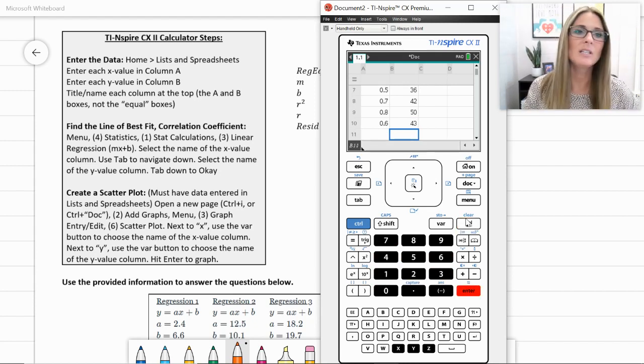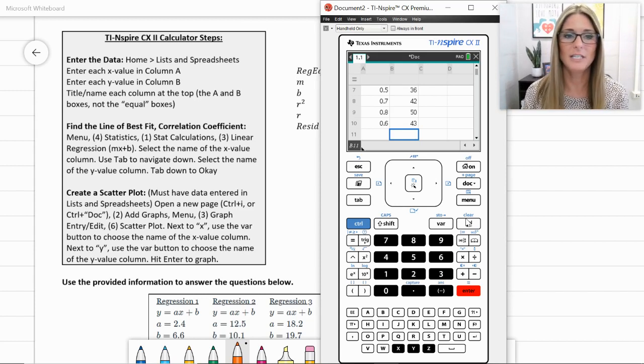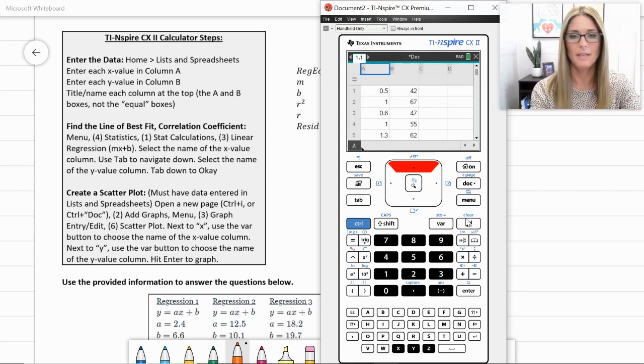Okay. So enter all your X values in your column A, Y values in column B. Title and name each column at the top. This is kind of helpful. Don't put it in the equals row. You're going to title it in the A box and in the B box. So this was the amount of food, and B was the weight of the puppy.